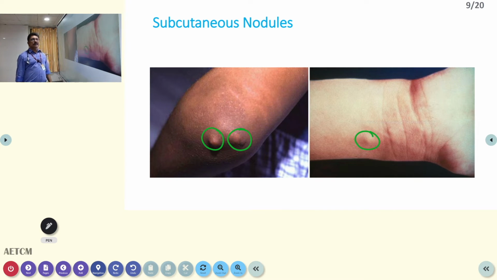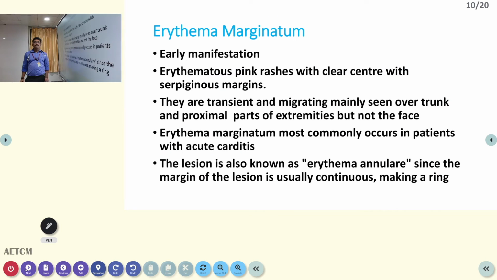Subcutaneous nodules are a classical feature of rheumatic fever, and they can also be there in rheumatoid arthritis, but they are larger nodules, sometimes painful. These are small painless nodules.